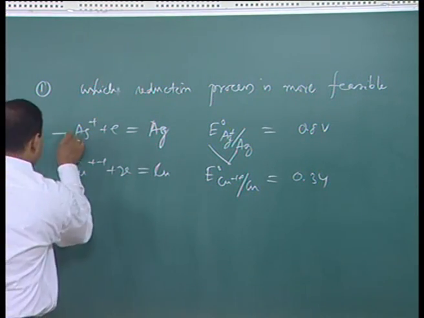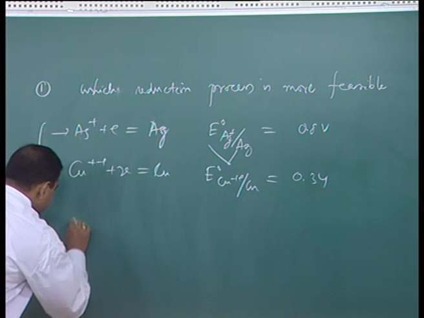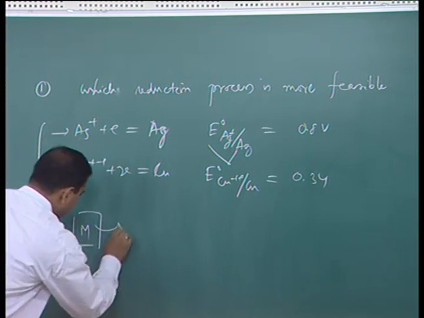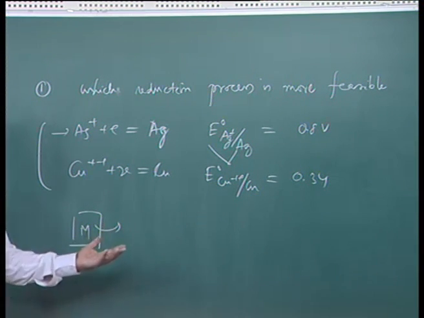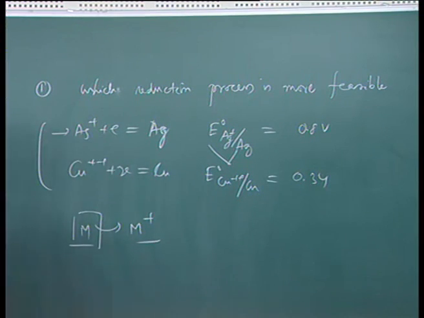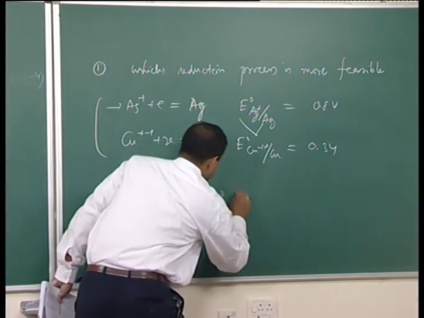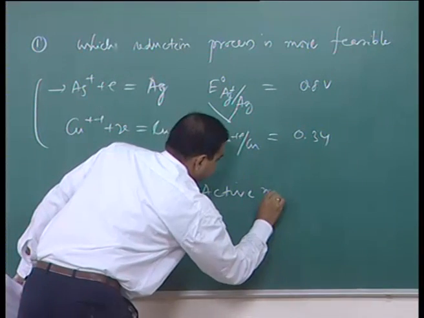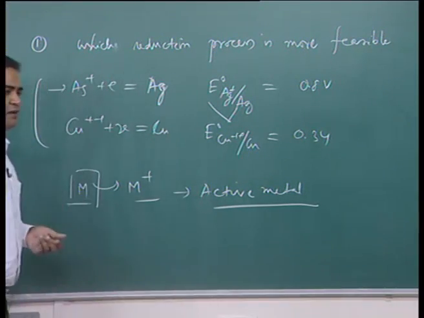Now if we compare, you can also place it in this manner. Let us say some metal M has a higher tendency to get corroded, so the metal ion formation tendency is very easy. Then we say that the oxidation process for this metal is very high, or we can also say that this is a very active metal. So if the oxidation tendency is very high, then we can say that this is an active metal.